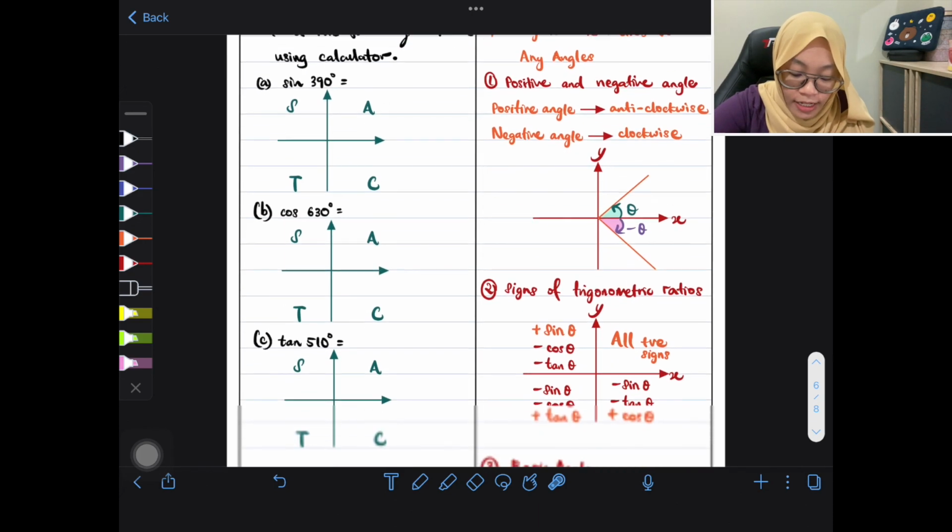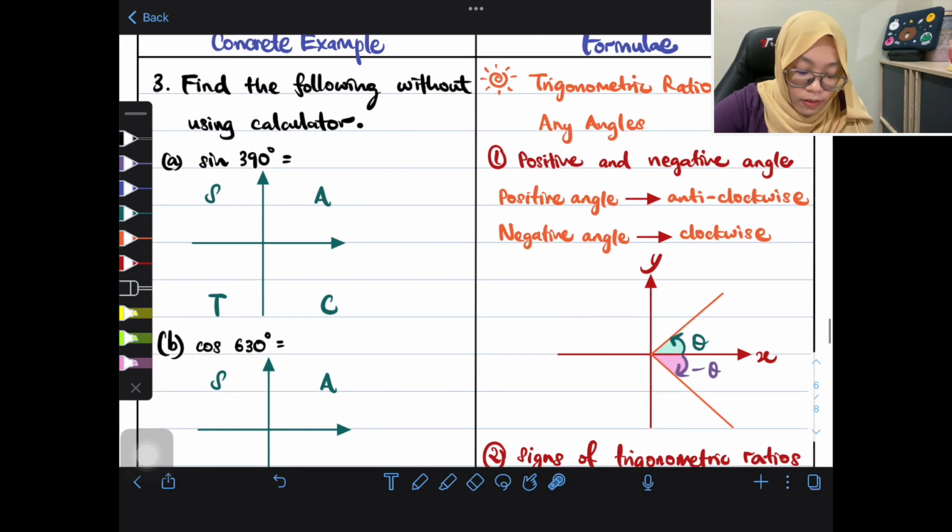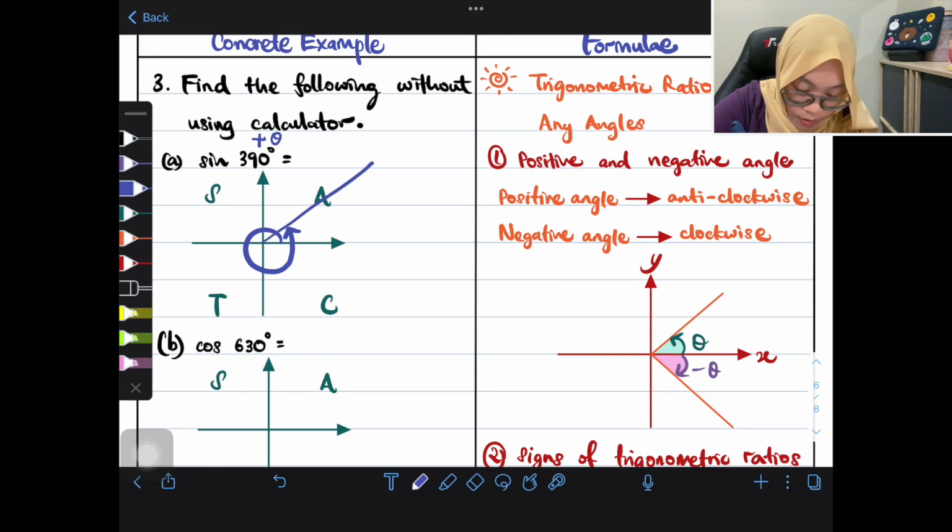So in this case, kita akan buat latihan yang banyak-banyak dengan nombor angle yang agak besar. Okay, this time the angle is quite big. Now I'll show you how do we do this without using calculator. So now I will pusing, disebabkan ni adalah positive angle kan. Positive angle mesti anti-clockwise. So pusing dari sini anti-clockwise, berhenti dekat sini. Dia mesti melebihi 360 lah. So here is your 390 degree.